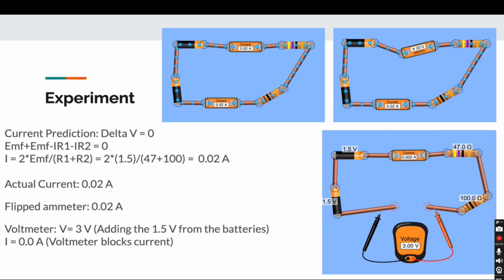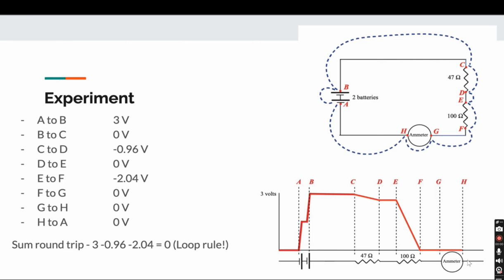So then I used the voltmeter on the closed circuit to identify the change in potential at each of these points. And then when you add them all together, you get 0. And so that shows that the loop rule is true. The net potential in a loop will always be 0, and that works in this case. You can see on the graph in the bottom right hand corner how the potential increases through the batteries and then decreases through the resistors, and it'll end and start at 0.